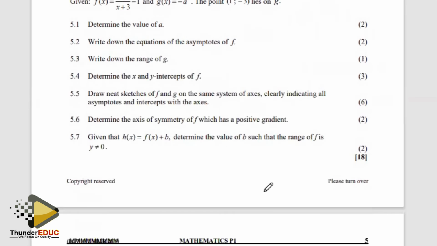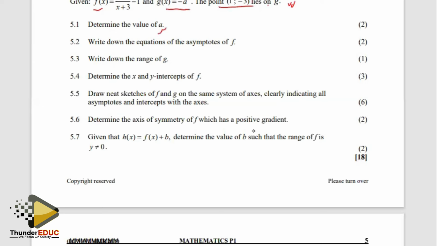Question number 5. Good people, please and please and please, whenever you see such questions of functions, do not skip, especially if it's a hyperbola. They're telling us that f of x is negative 3 over x plus 3 minus 1, and then g of x is negative a to the x. There is a point (1, negative 3) that lies on g. Let's take note of that.